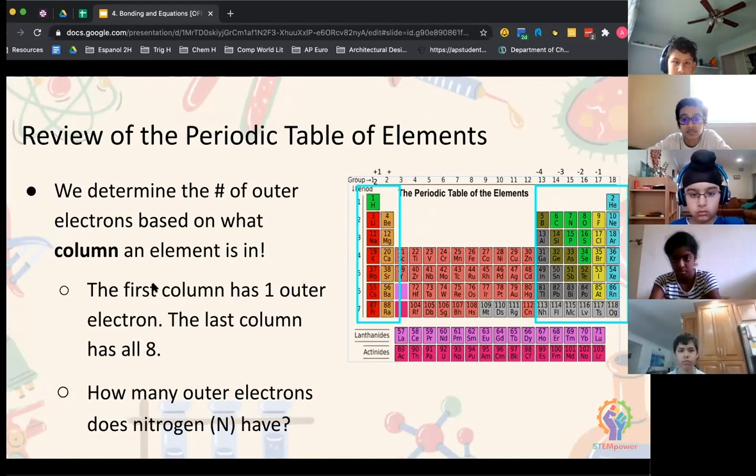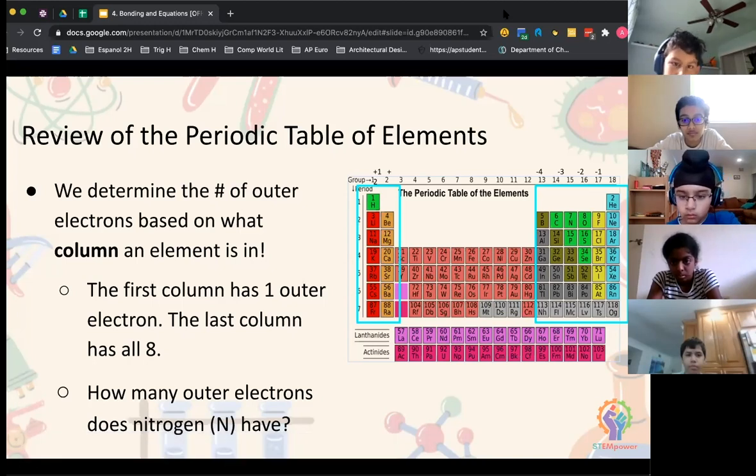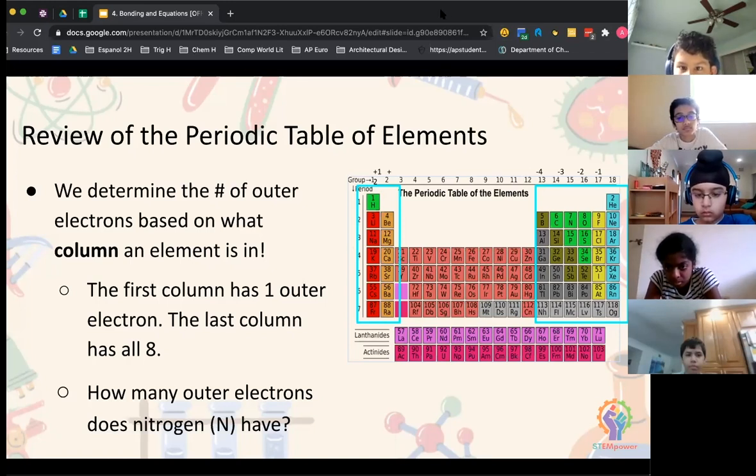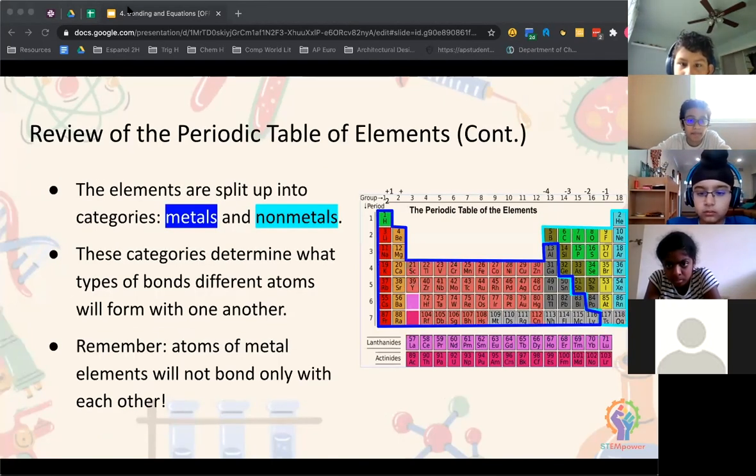All right, and then I want to ask you guys, how many outer electrons does nitrogen, symbol N, have? Again, we can find that out by looking at the second digit of the group number or column number. So can anyone try finding nitrogen and then seeing maybe how many outer electrons it has? Yes, Roshan? 5? Yeah, exactly. So nitrogen does have 5 outer electrons. Really awesome.